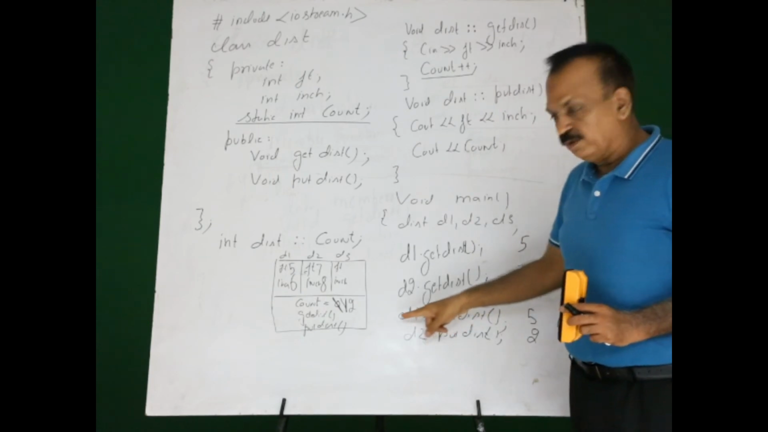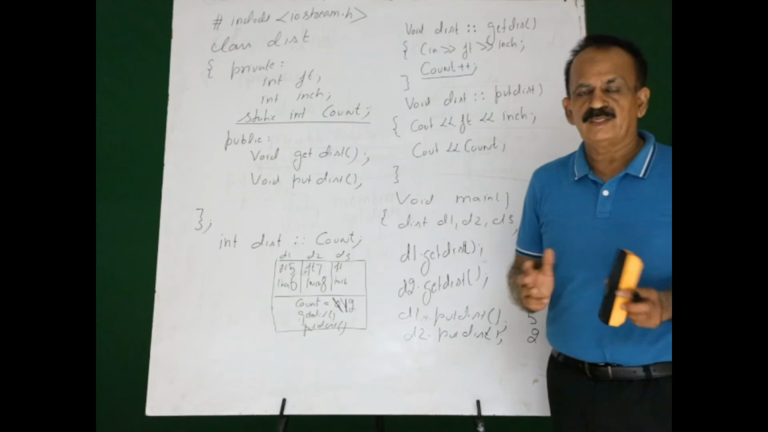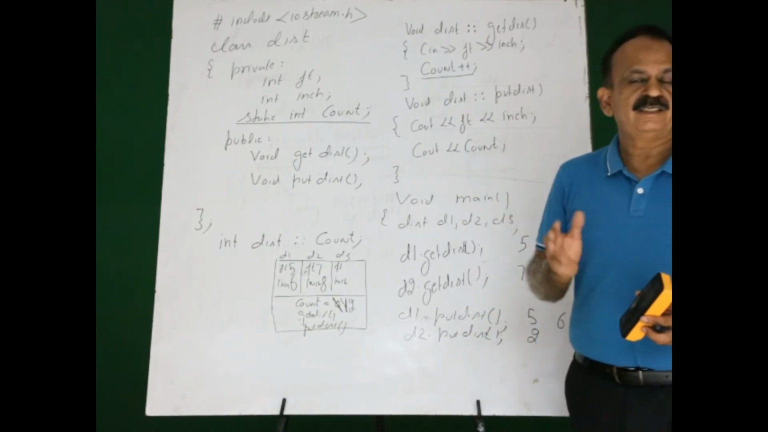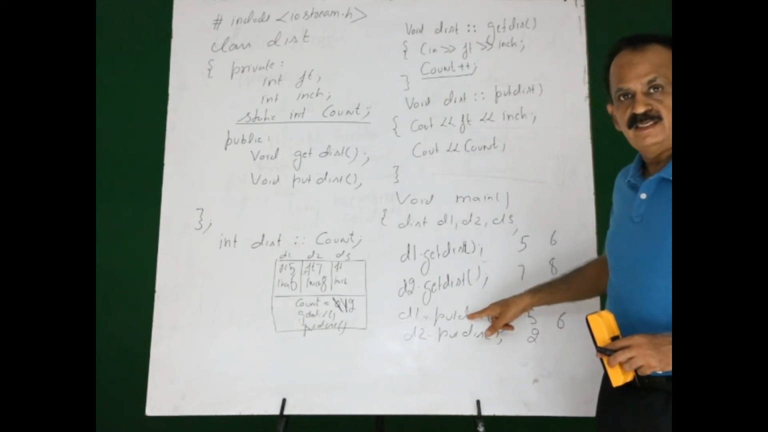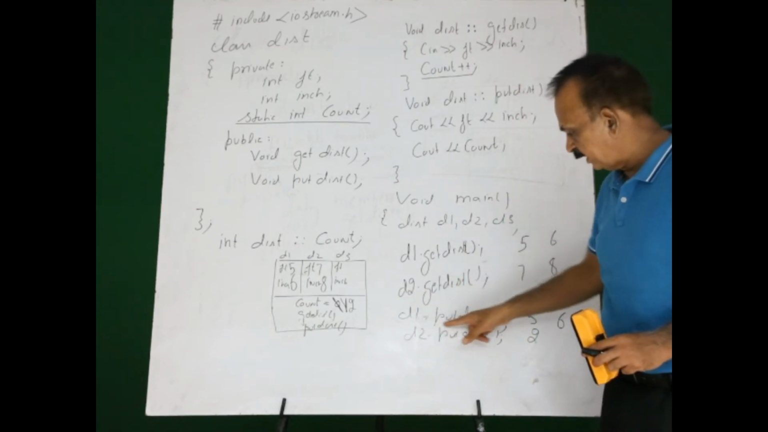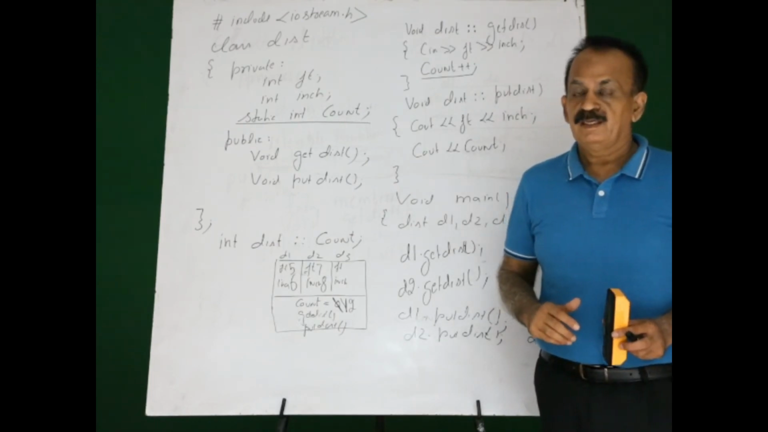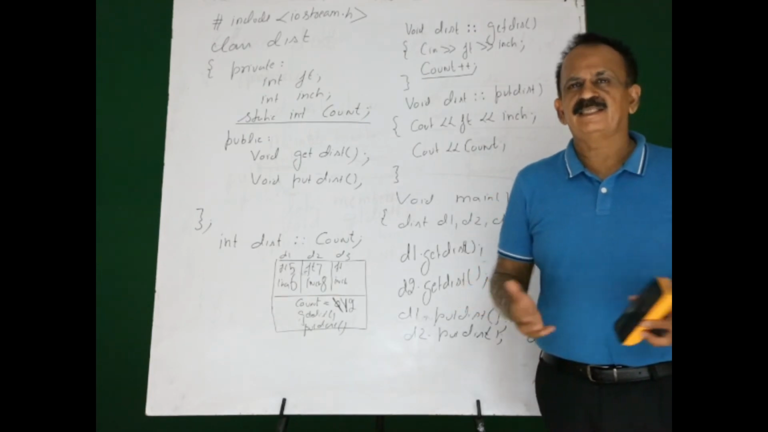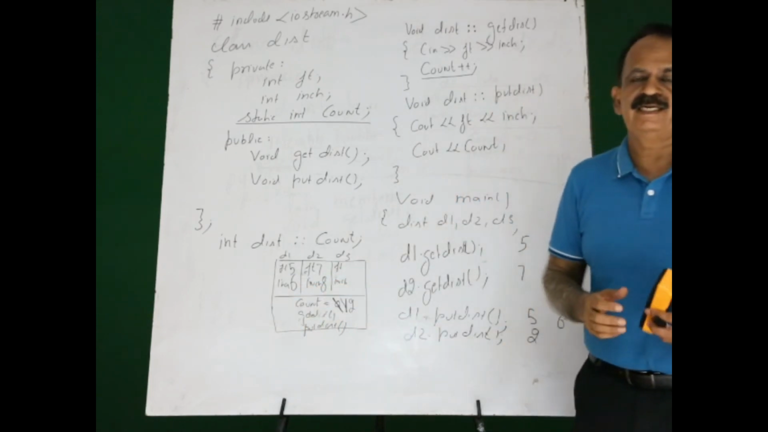Now, to print the value of count, I am using d1.put_distance. No doubt, count has nothing to do with d1. Count has to be used with the class. It is not related to the object. But still, because I cannot use any function without the name of an object, that is why I am using d1.put_distance. Now, this is what the static data member is, how it is declared, and what the basic meaning of this static data item is.